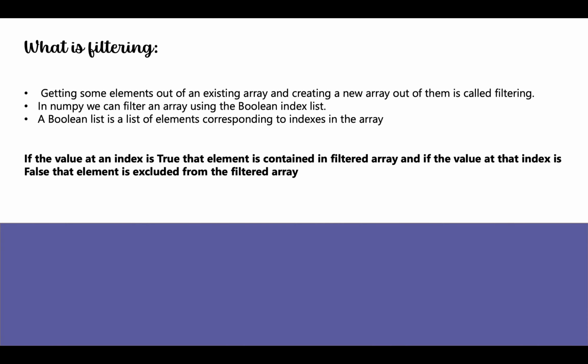So what is filtering? Getting some elements out of an existing array and creating a new array out of them is called filtering. In NumPy, we can filter an array using a Boolean index list. A Boolean list is a list of elements corresponding to indexes in the array. We can also filter an array using the filter function. If the value at the index is true, that element is contained in the filtered array, and if it is false, that element is excluded from the filtered array. Now let's move on to the code.